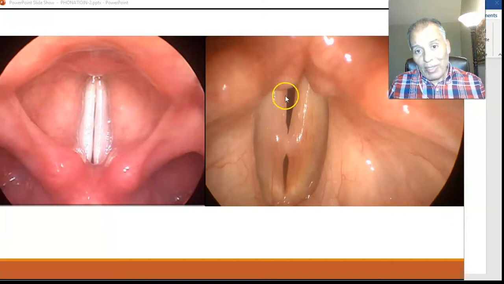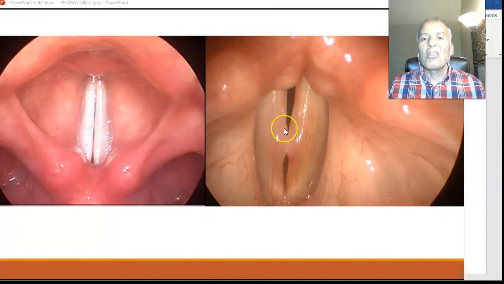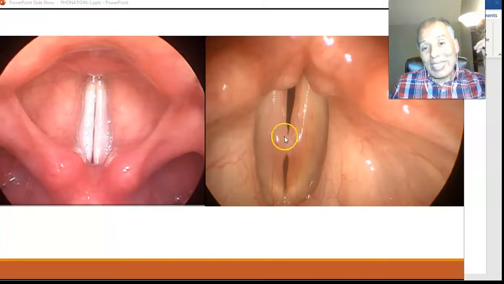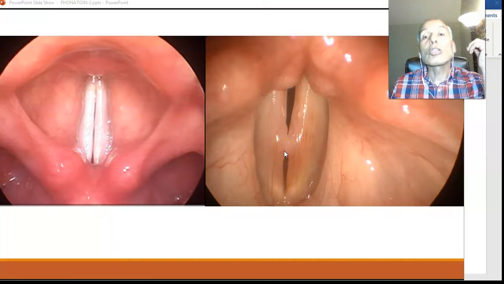If you don't have the edges even, you're going to create multiple spaces where the air just escapes, and it gives you that harsh voice, because a lot of noise is coming out and a lot of air is leaking, and that creates noise and makes the voice unpleasant. We call it harsh. So you combine breathiness and harshness, and you get a hoarse voice.